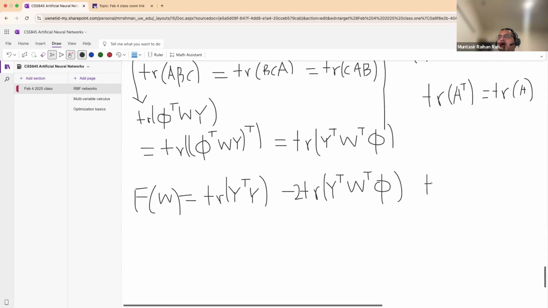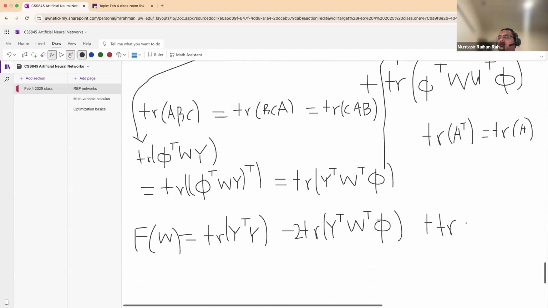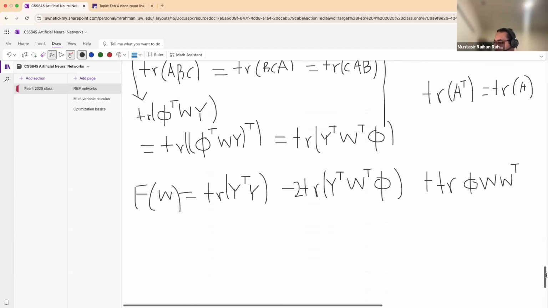And then finally, I have a term, the trace of phi W transpose phi.